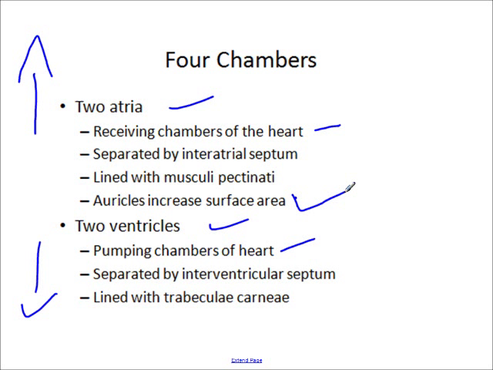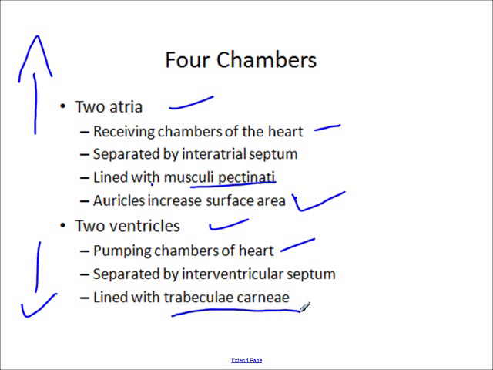All right. And then there's this kind of tough inner lining, not tough, but it's a very web-like muscle tissue called the musculi pectinae, lining the inside of the atria there, which is kind of analogous to these trabeculae carneae. Again, this mesh-like network of muscles, located within the chambers themselves.